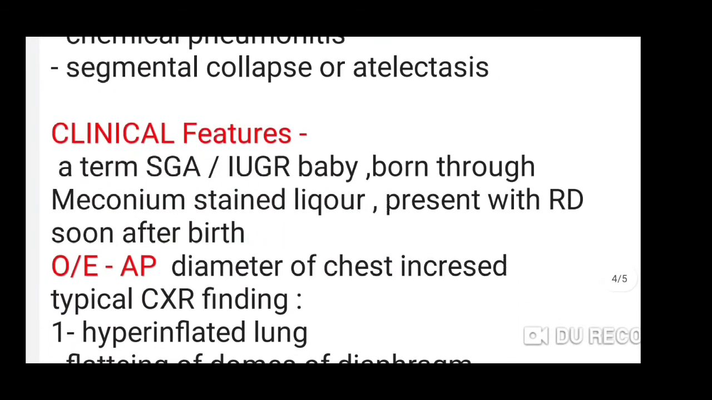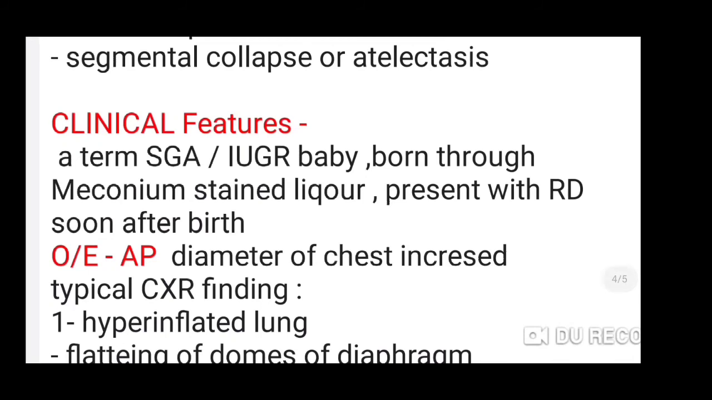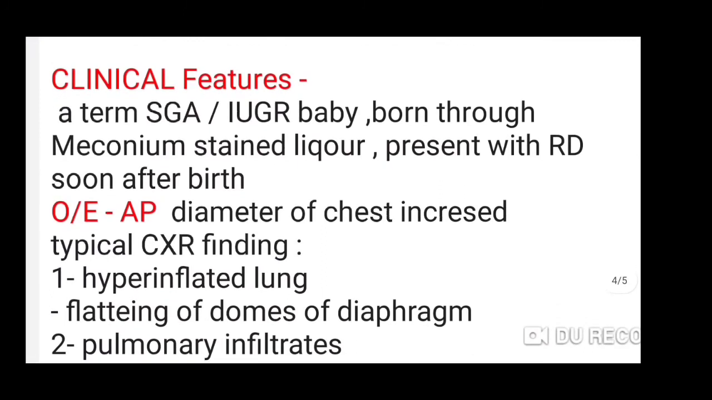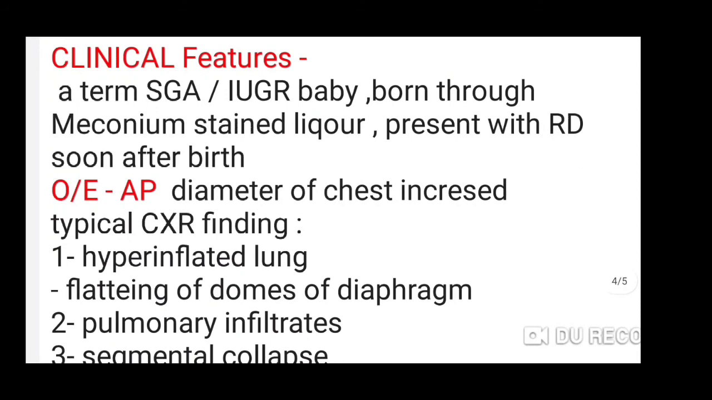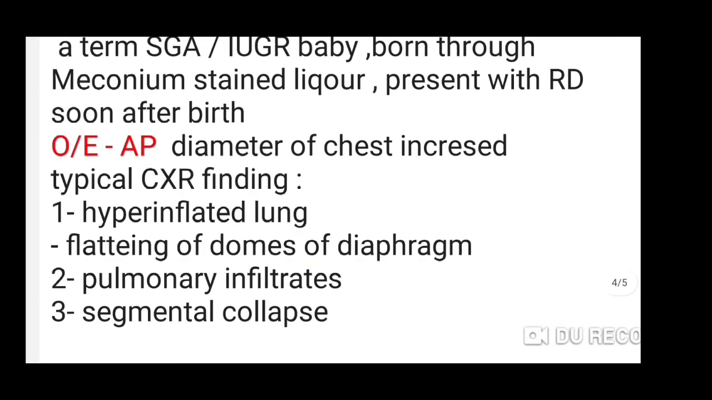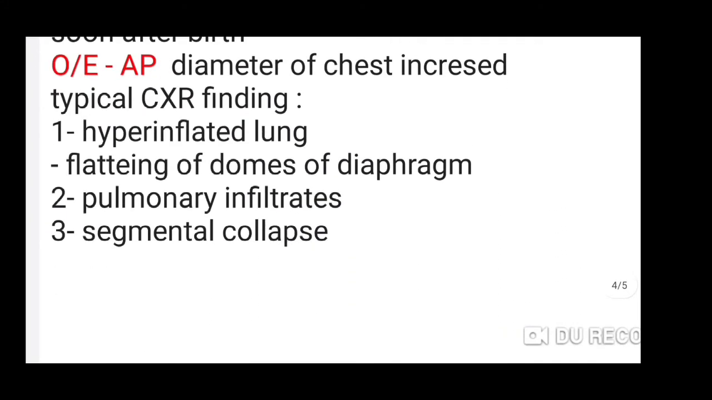Next, clinical features. We can see a term or post-term, small for gestational age or IUGR baby born through meconium stained liquor and presenting with respiratory distress soon after birth. On examination, the anteroposterior diameter of the chest is increased. In the typical chest x-ray finding, we can find hyperinflated lungs, flattening of domes of diaphragm, pulmonary infiltrates, and segmental collapse.